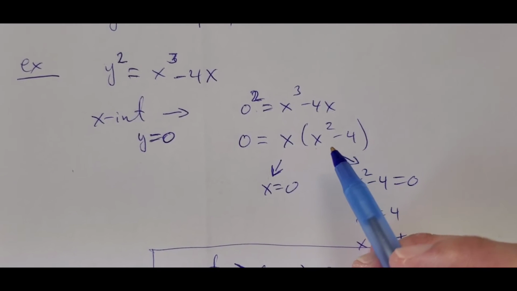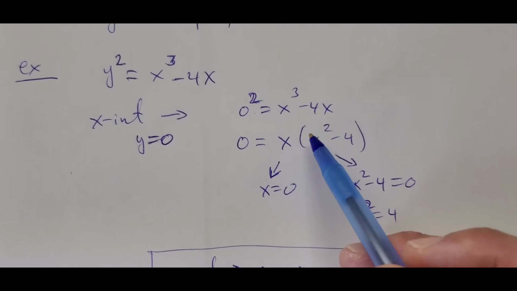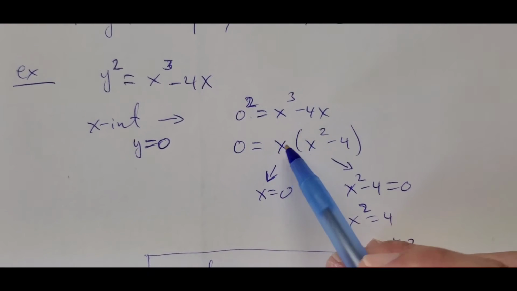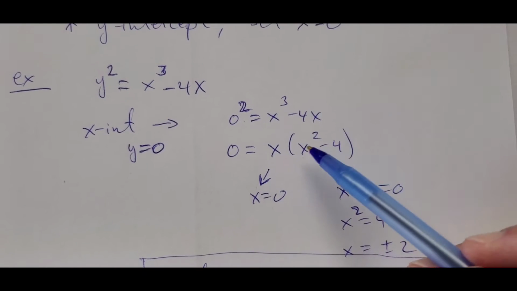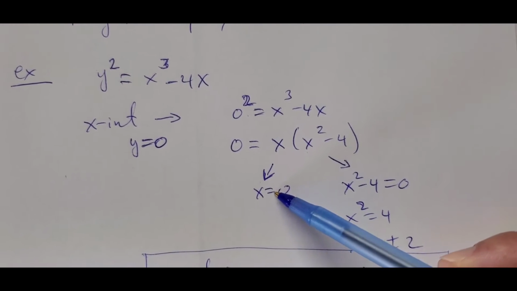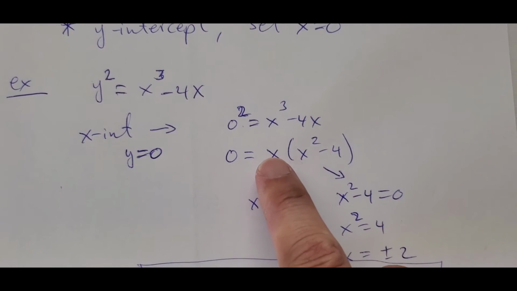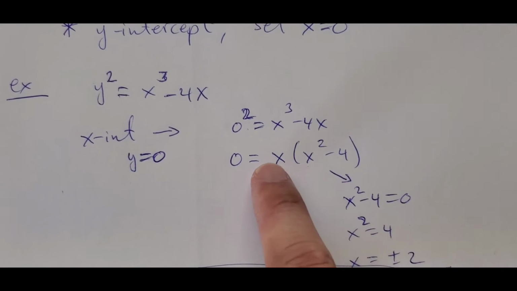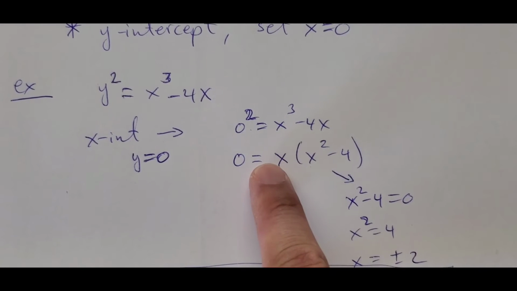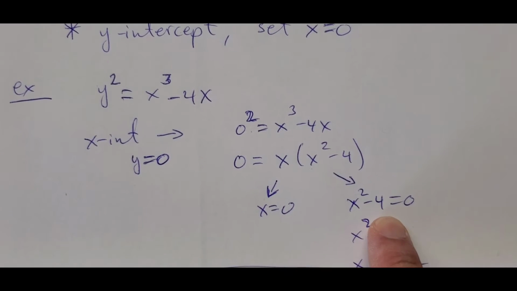Now, how do I know that this is correct? Just multiply it back. x times x squared is x cubed. x times minus 4 is minus 4x. Now set it equal to 0. If there are 3 of these, then all 3 must equal 0. Here we only have 2. So here's part 1 and here's part 2. Make it equal to 0.